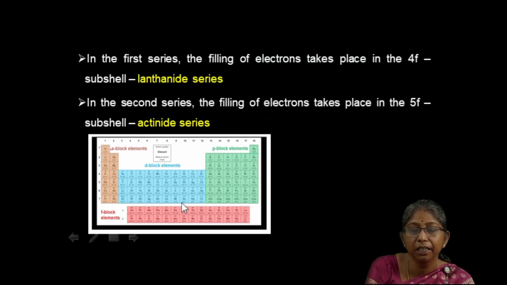And see the series. This is the first series, which would come under the 6th row, but since it cannot be placed there, elements 57 to 71 are placed in a separate position, and that is the 4f series, called the lanthanide series. Next is the actinide series, the 5f series. It must be placed in the 7th row, but as there is no possibility for that, it has been placed as a separate row. That is the f block elements, the actinide series and lanthanide series.